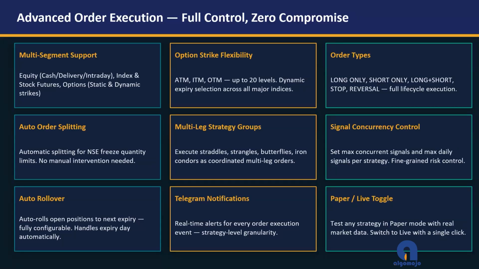Now, if you're a trader and the quantity that you trade is much larger than the freeze limits, don't worry. We will take care of the order splitting for you based on the stock or the index that you're trading. Based on the freeze limit set by the exchange, we will split the order quantity that you're trying to place into multiple lots and then send it across based on a single signal received from your chart. So it's absolutely a one-time kind of setup.